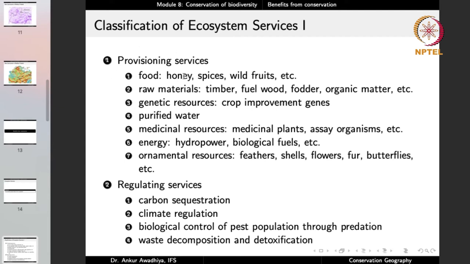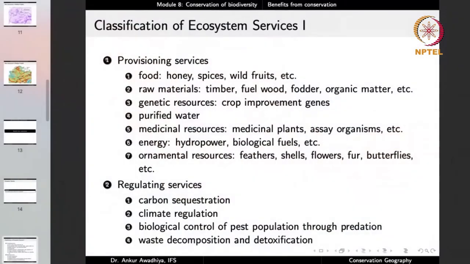Well-functioning ecosystems can provide people with food. Food like honey, food like spices, food like wild fruits. So these are different things that are being provided by a well-functioning ecosystem. And so these come under the category of provisioning services. Then these ecosystems also provide several raw materials, such as timber or fuel wood or fodder or organic matter. So these are also the provisioning services.